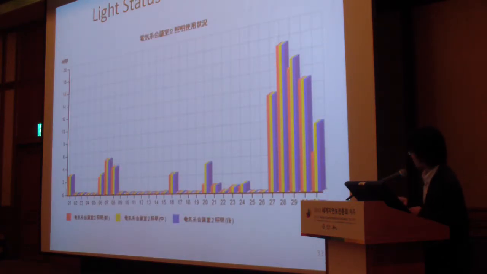This is the life status measurement management. This is in August, when people do not come to the university, but sometimes people have switched on the light, especially at the end of August.